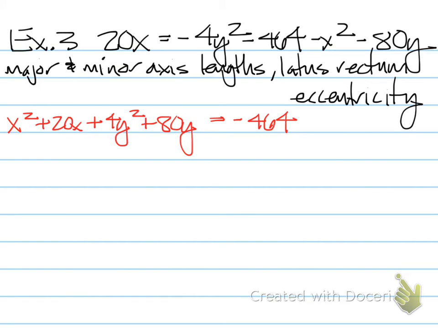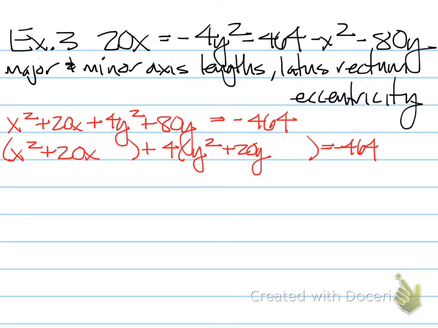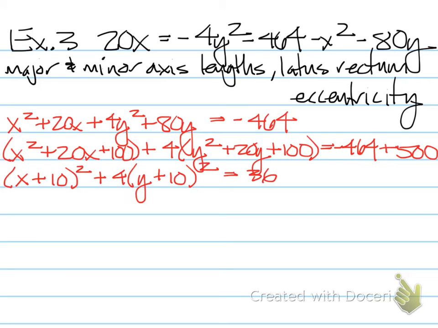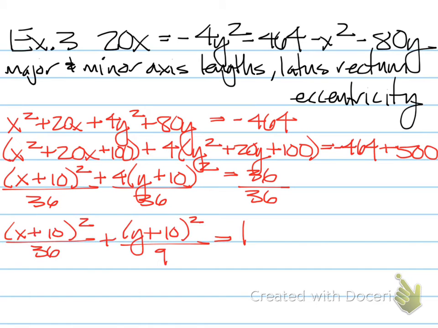So again, we're going to need to group the x's and the y's together, complete the squares. Once we factor the perfect squares and add what we need to add to the right side of the equation, we get x plus 10 squared plus 4 times y plus 10 squared equals 36. And then we need to divide everything by 36 to get x plus 10 squared over 36 plus y plus 10 squared over 9 equals 1.